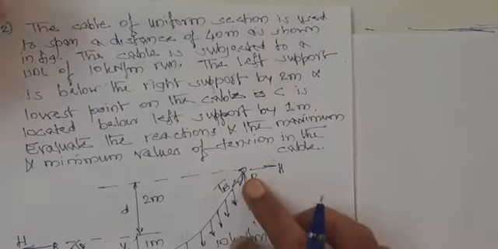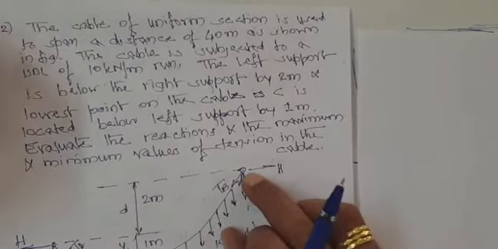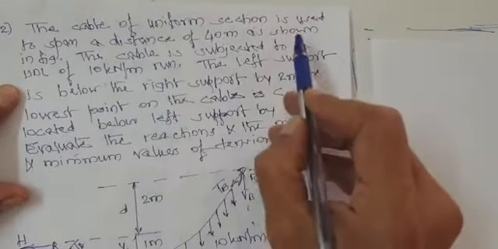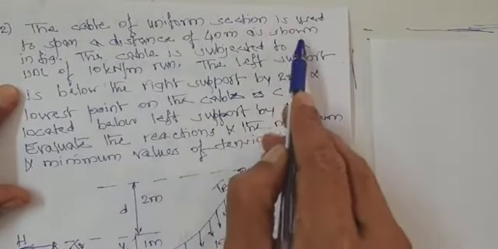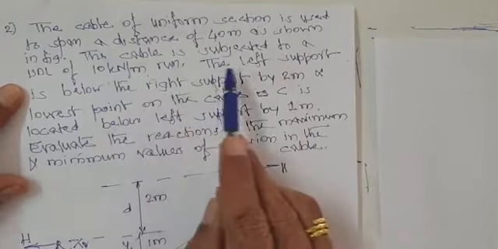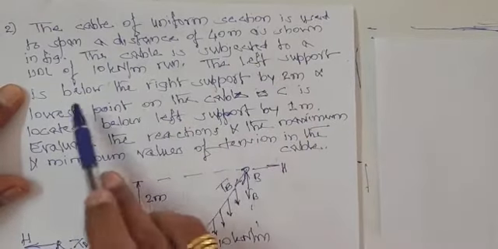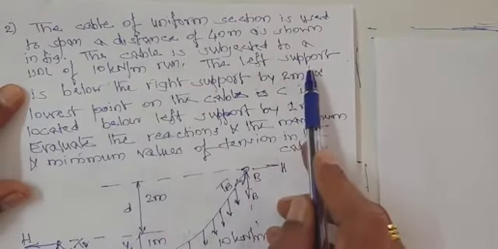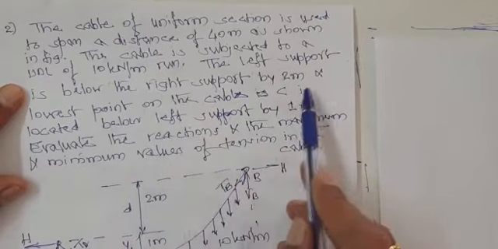Hello, now we'll consider another problem on the cable. A cable of uniform section is used to span a distance of 40 meter as shown in figure. The cable is subjected to a UDL of 10 kN per meter. The left support is below the right support by 2 meter.